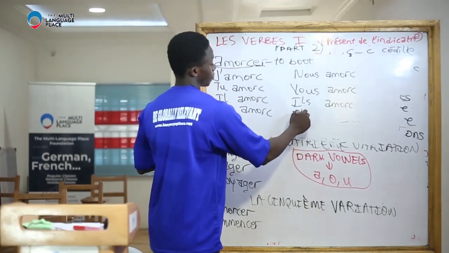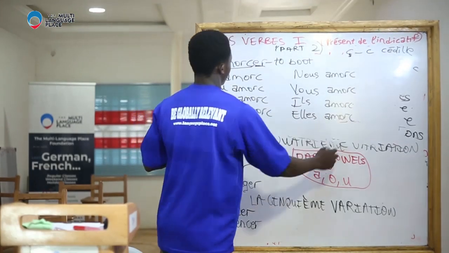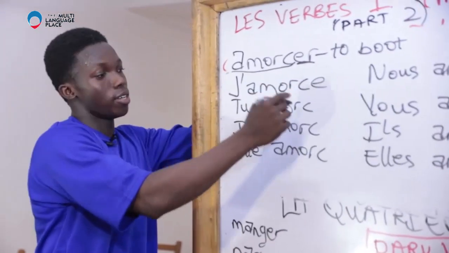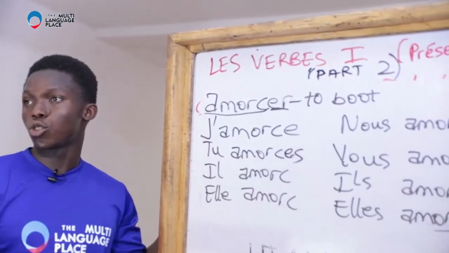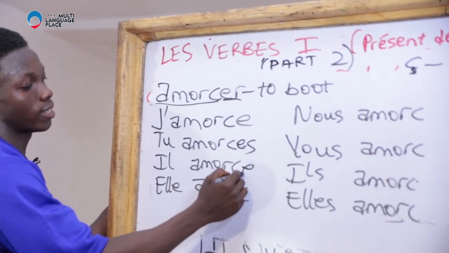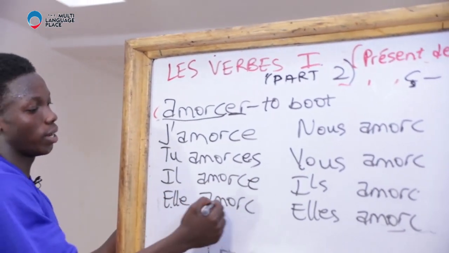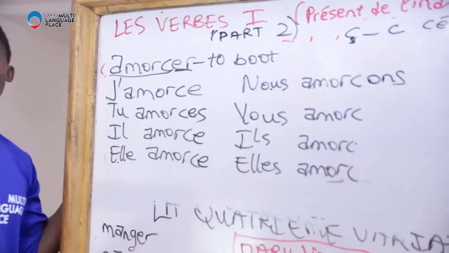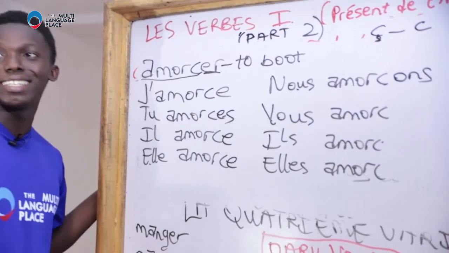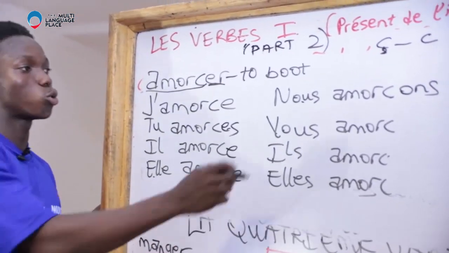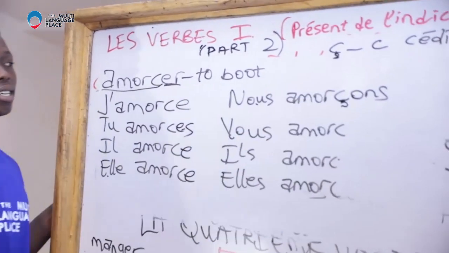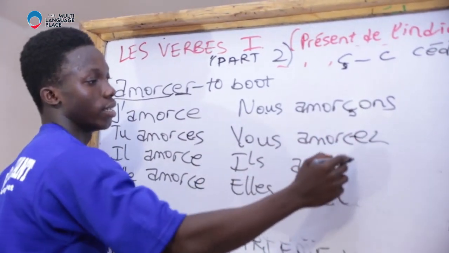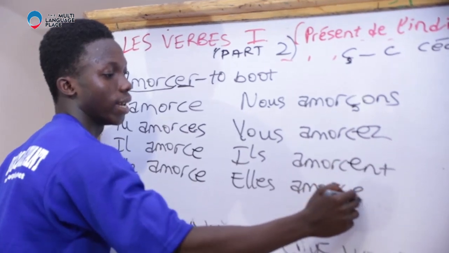Très bien. Now for je, you add E as the ending. J'amorce. For tu, you add ES. Tu amorces. For il, you add E. Il amorce. For elle, elle amorce. For nous, now this will be pronounced as amorcon, because O is a dark vowel, and that is what we don't want. So we change this C to C cédille, and that becomes nous amorçons. Vous amorcez, ils amorcent, elles amorcent.